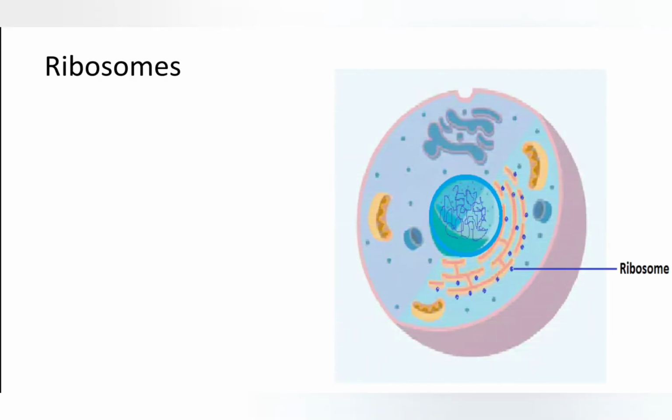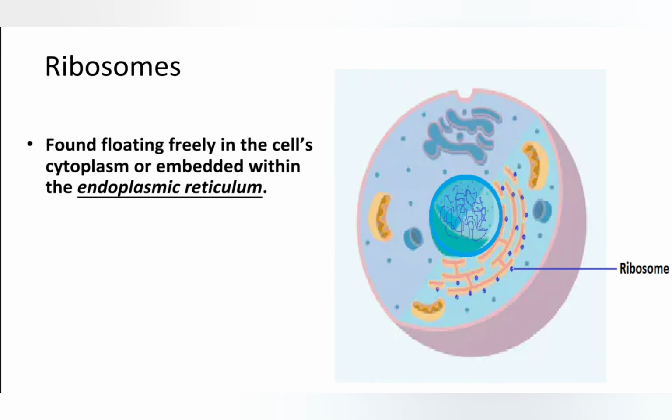The next cell organelle is the ribosome. It is either present freely in the cytoplasm or present along with the endoplasmic reticulum, right? And the ribosome is involved in the synthesis of protein. For your body to function properly, proteins are required, and these proteins are synthesized by the ribosome.